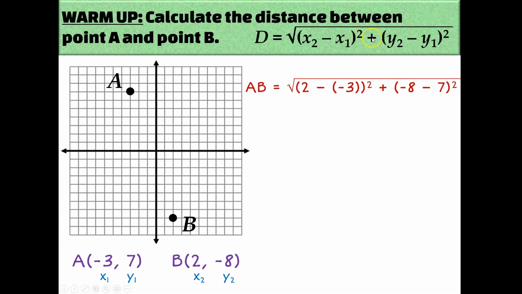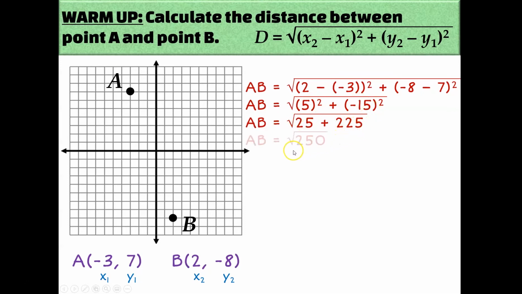Then I wrote a plus sign and opened a parentheses, because that's what the formula says. And then y2, which is -8, minus, because that's what the formula says, y1, which is 7. Close your parentheses and square it. Now you can plug this entire thing straight into the calculator if you wish, or you can solve it step by step. 2 + 3 is 5, -8 minus 7 is -15. The square of 5 is 25, the square of -15 is +225, so I get the square root of 250.